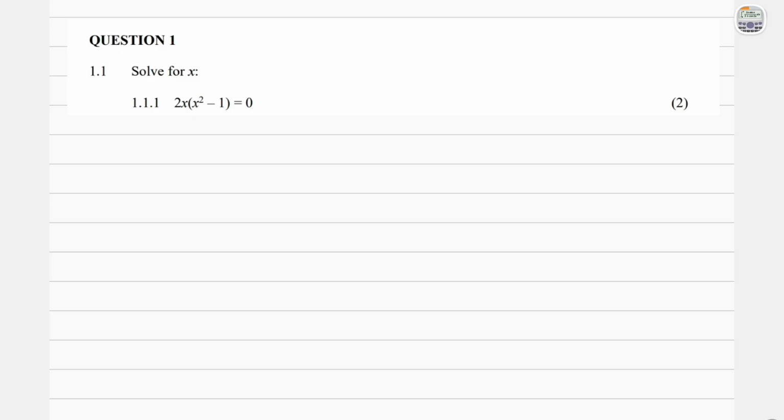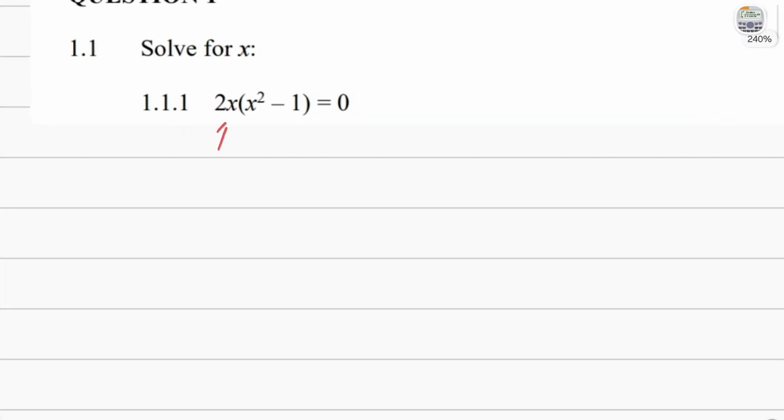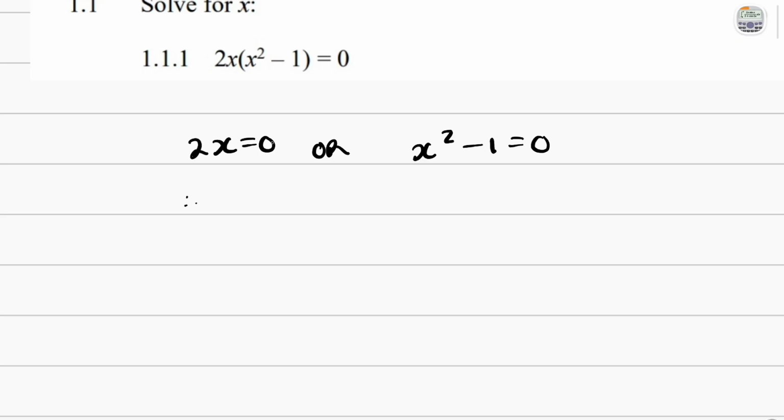Question 1.1.1, we are told to solve for x in this equation, and this is for 2 marks. Okay, so do you see that we have a value multiplied by another value, and it gives us 0. So the only way this is possible is if the first factor is equal to 0 or the second factor is equal to 0. So we're going to say 2x equals 0 or x squared minus 1 is equal to 0. Here, if we divide both hand sides by 2, x is equal to 0.